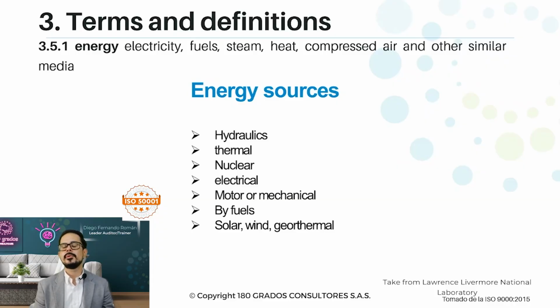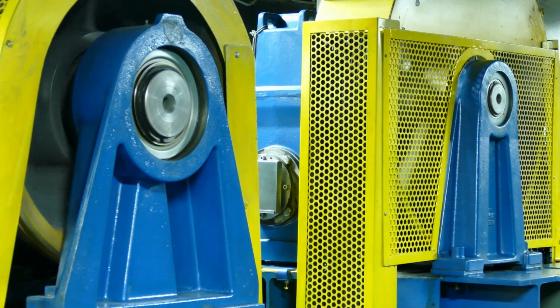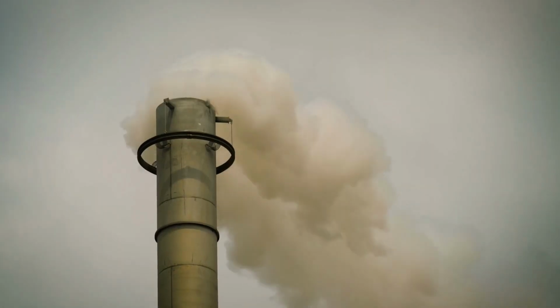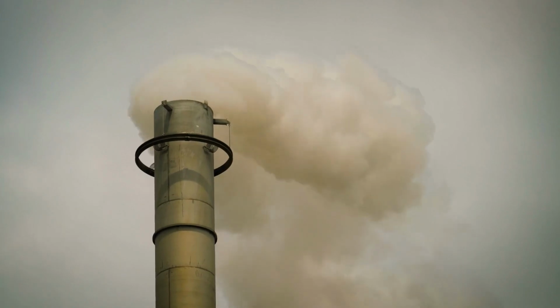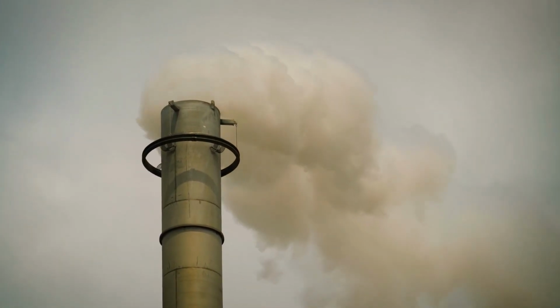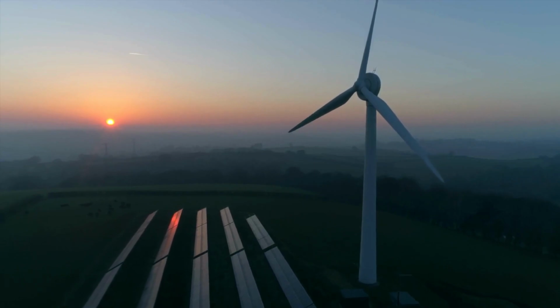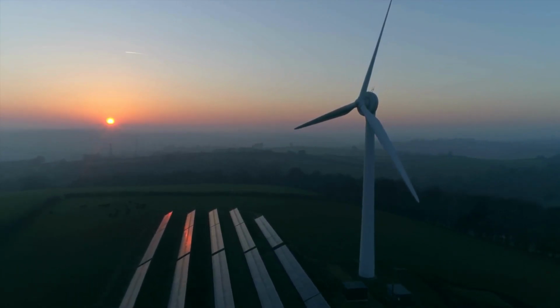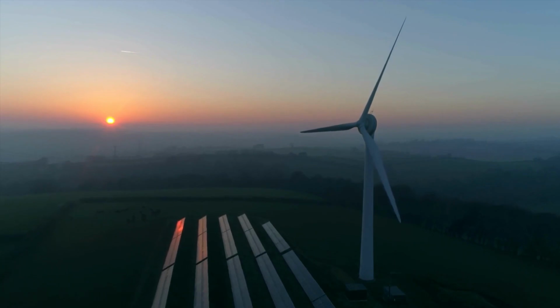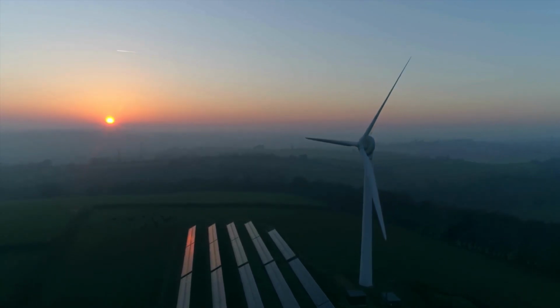Hydraulic energy, for example, is derived from the movement of water. Thermal energy is related to heat. Nuclear energy comes from nuclear reactions. Electrical energy is associated with electric charges. Motor or mechanical energy is related to the movement of objects. Energy from fuels comes from burning substances like coal, oil, or gas. And renewable energy resources like solar, wind, or geothermal energy are derived from natural processes that are replenished constantly.